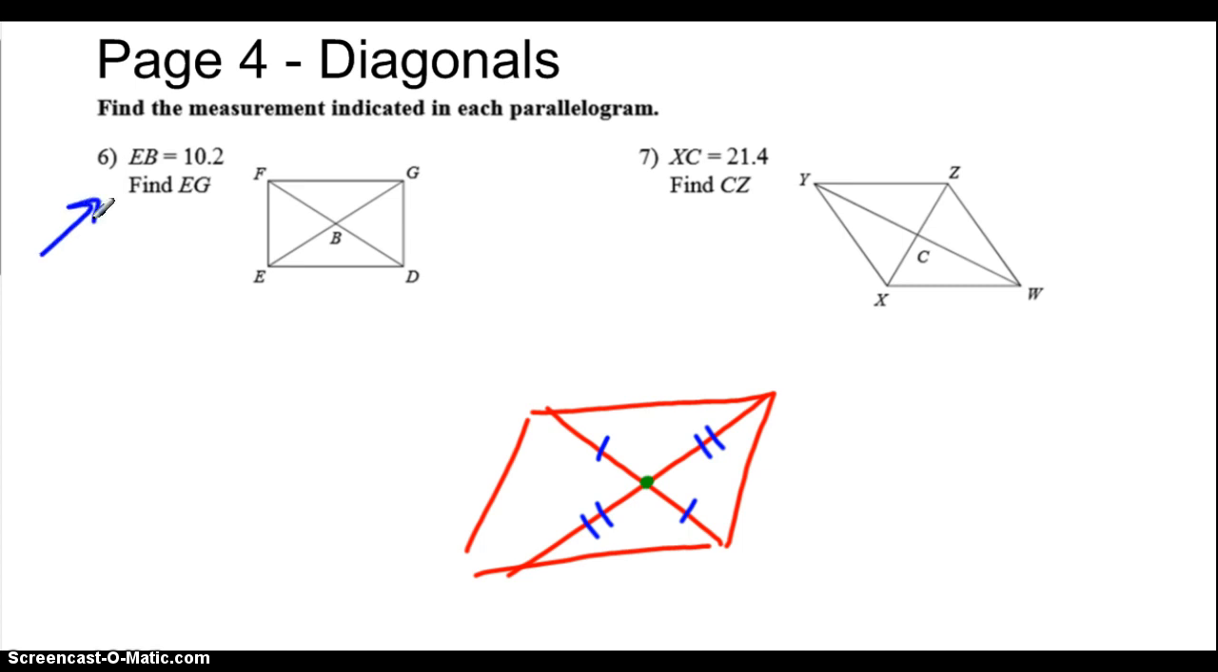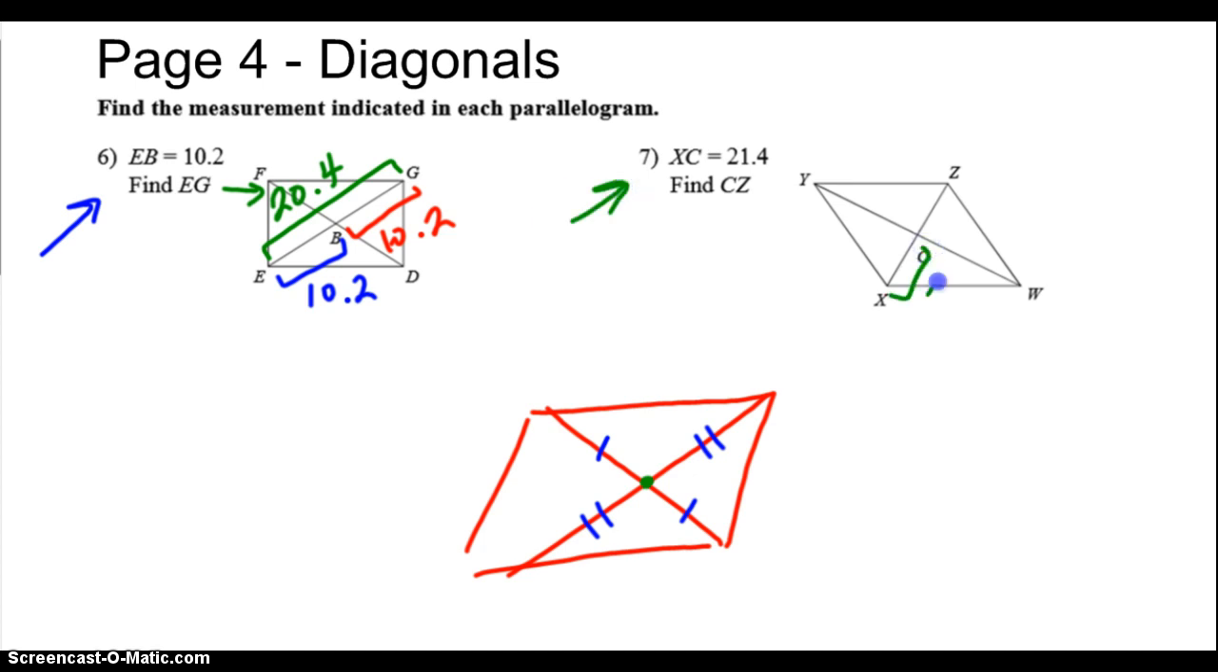So let's try and apply that to number 6. First thing to do, EB equals 10.2. I'm going to label EB is 10.2. Now it asks me to find EG. Well, let's think. EB is 10.2, and since I know that those diagonals bisect each other, this is also going to be 10.2, and so the whole thing is going to be double 10.2, or 20.4. There it is.